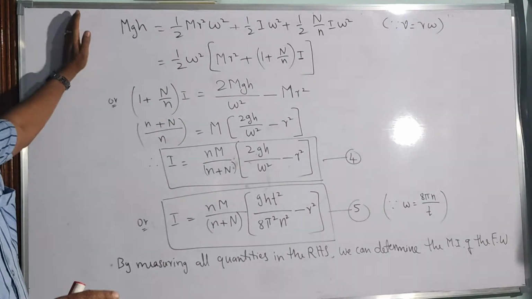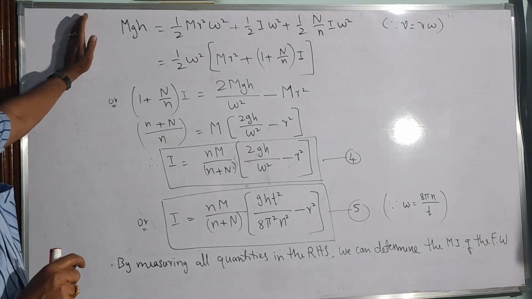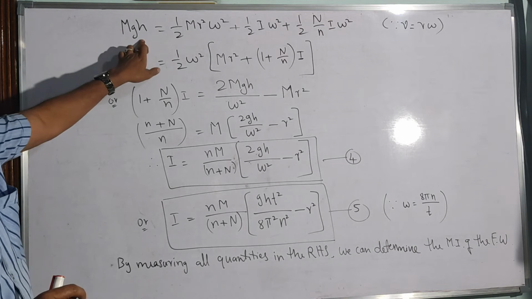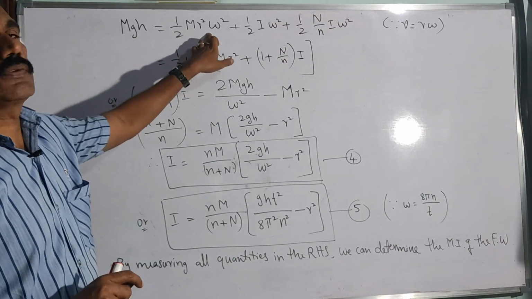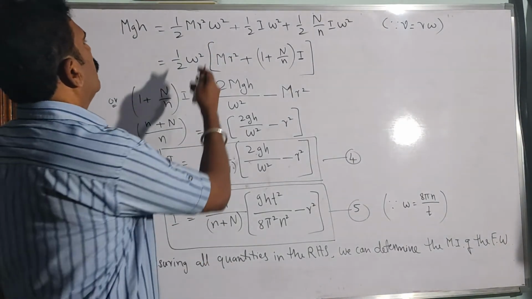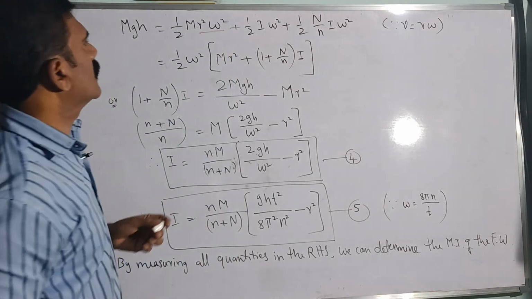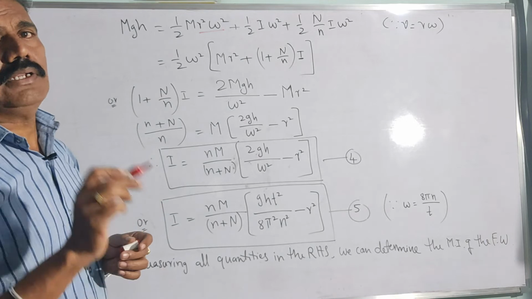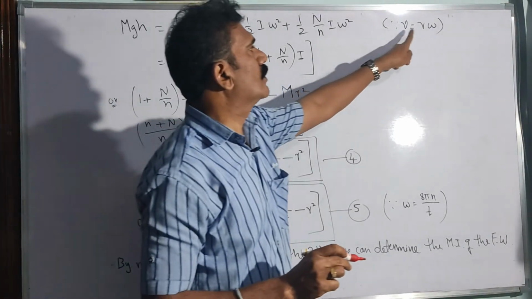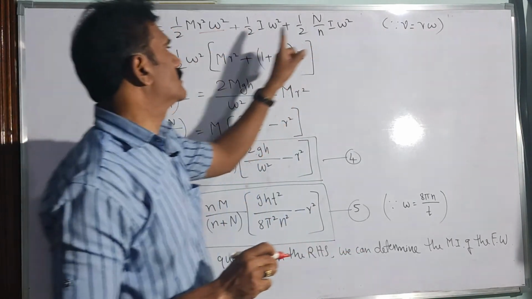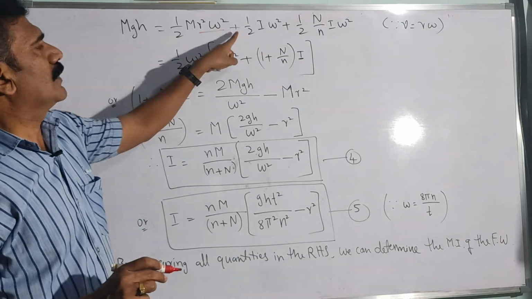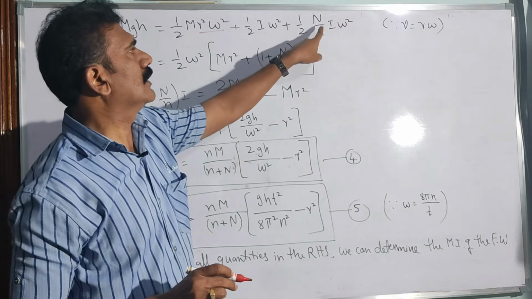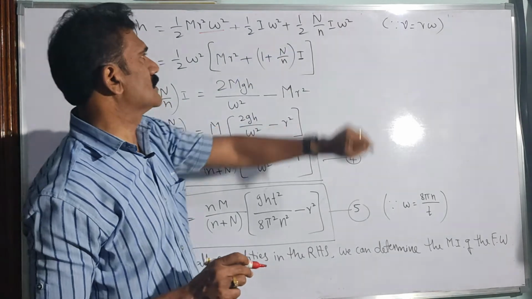Now look at the continuation of the simplification part. So here from equation 1 we have potential energy mgh equal to half m v square actually. So in place of v square I substituted r square into omega square, because you know the relation between the linear velocity and angular velocity, that is v equals r omega. Okay, I can take it as half m r square omega square plus half I omega square plus half n by capital N into I omega square, right?